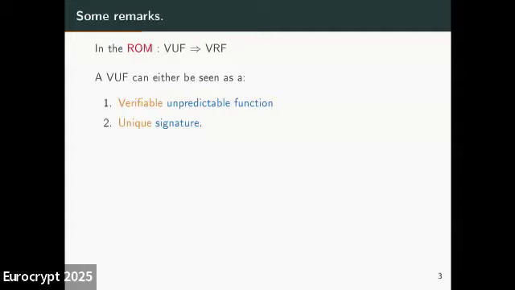To understand a little bit about the obstacles to build such a thing, I think you can see this construction in two ways. First, you can look at it as a verifiable unpredictable function. Unpredictable functions are pretty easy to come by, but the hard part here is really to verify that the output was correctly computed. Another way is to see it as a unique signature. VUF and unique signatures are essentially equivalent once you restrict the message space. And here, the uniqueness part is the hard one.